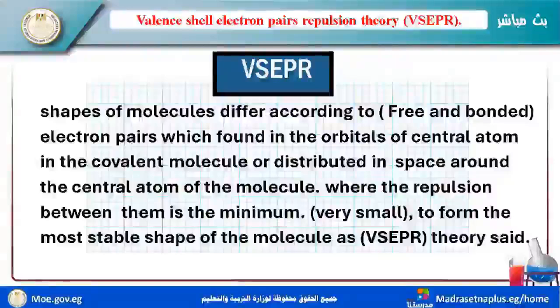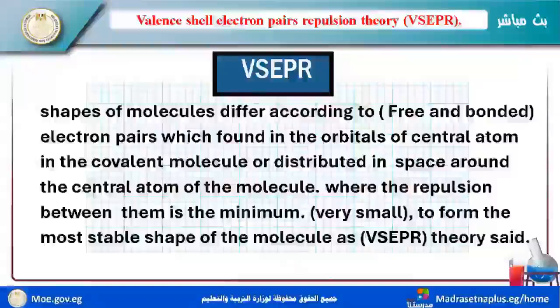This means that any central atom has two types of electron pairs: number one, lone pair; type number two, bond pair. The bond pairs and lone pairs have a repulsion force between them. The electron pairs try to become stable by decreasing the repulsion force between them.